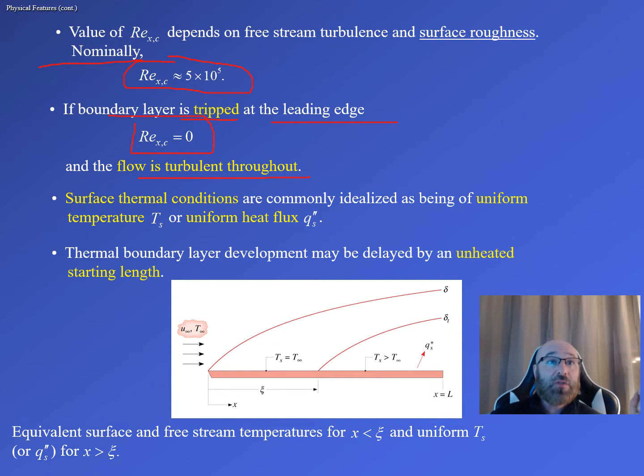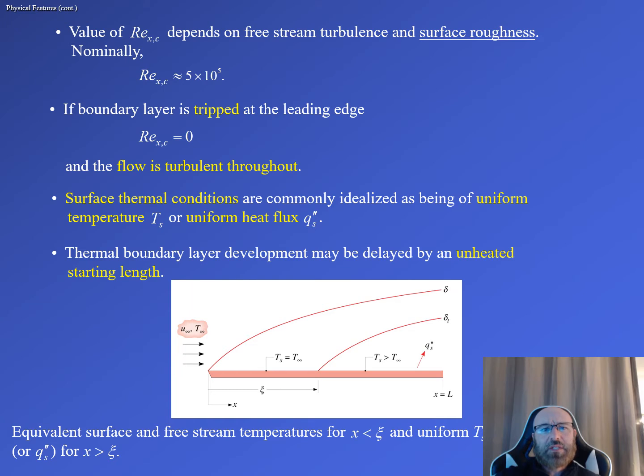Now, our surface thermal conditions are commonly idealized as being uniform temperature, our T sub S, or uniform heat flux, our q sub S double prime. We can also note that our thermal boundary layer development may be delayed by an unheated starting length. So that's something you want to pay attention to, take a look, and if this is heated at the beginning, note what the temperature is there, and if it is unheated, then again, this may delay that boundary layer development.